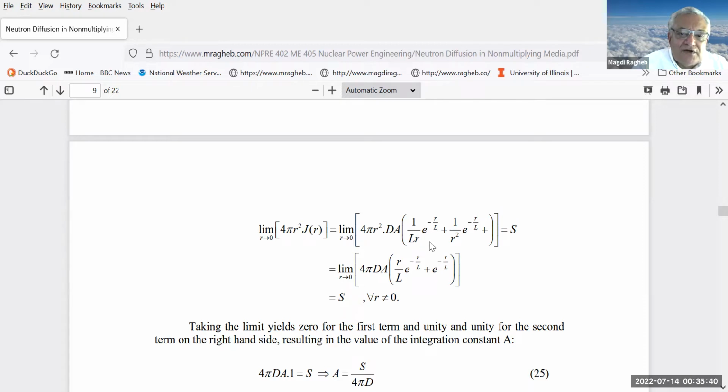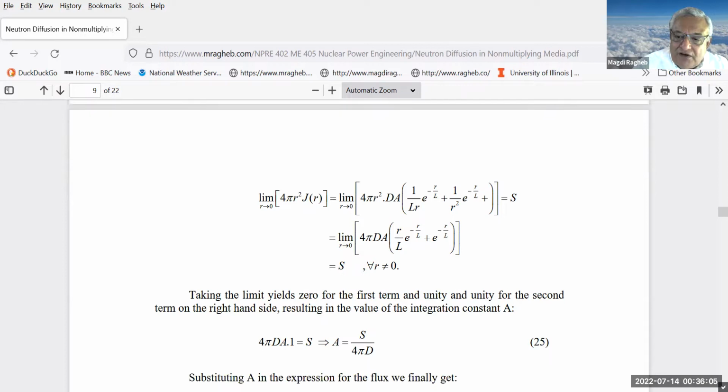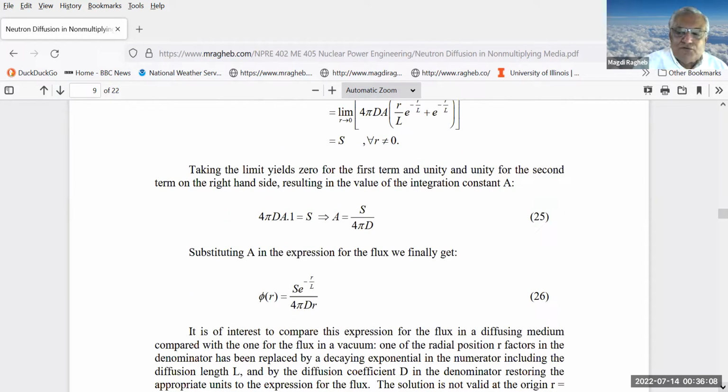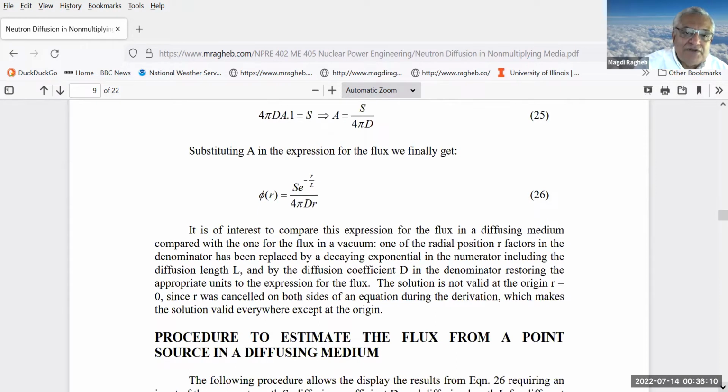But we cancel the R squared with the R, so that solution applies only for all values of R not equal to 0, and that should be equal to S. So now I'm left with that term being 1 in the limit, 4 pi D A multiplied into 1, that should be equal to S. And from here, I can solve for A as being S over 4 pi D. And lo and behold, we have now solved for the two terms in the differential equation for a point source in a medium that is infinite in size, obviously, but is now a diffusing medium.